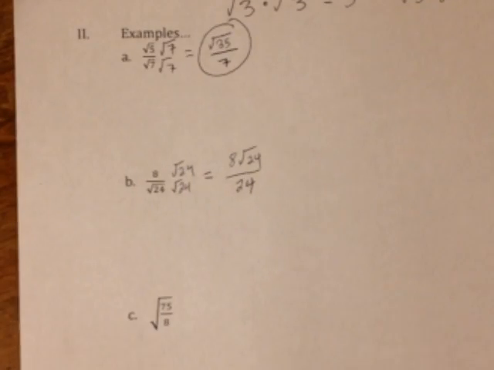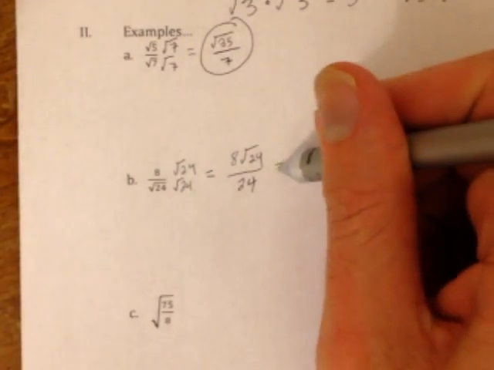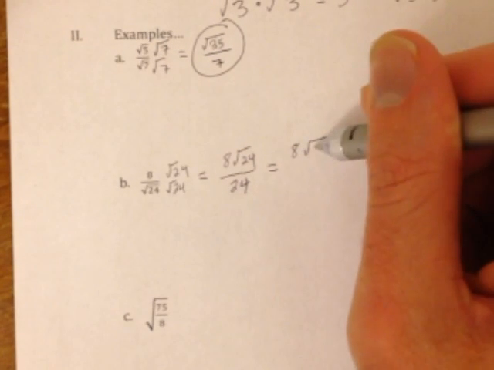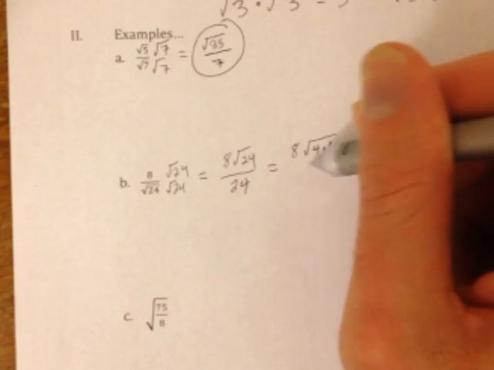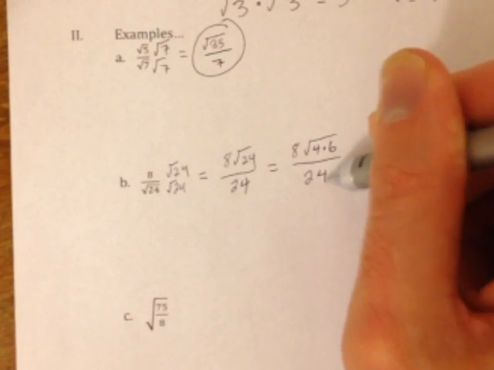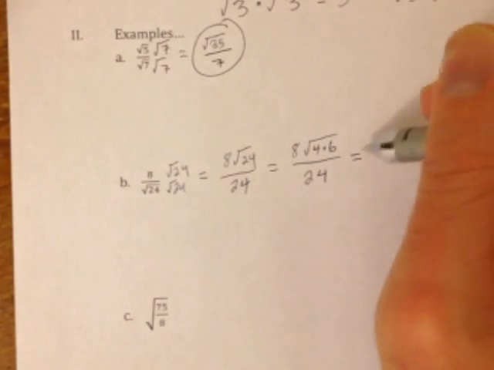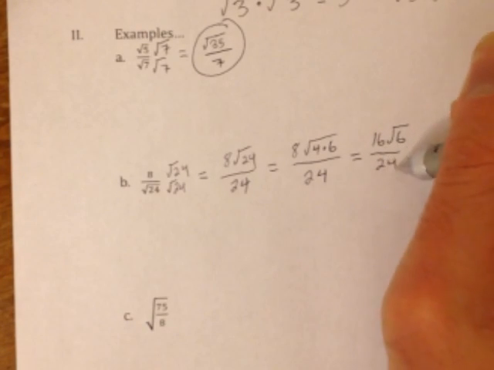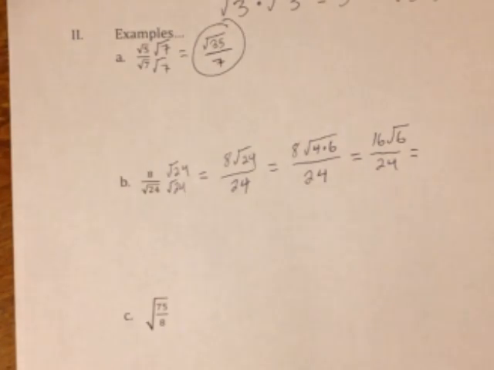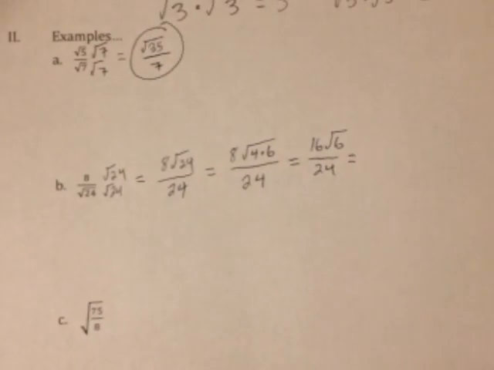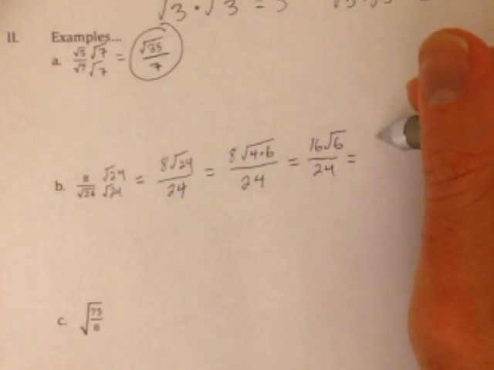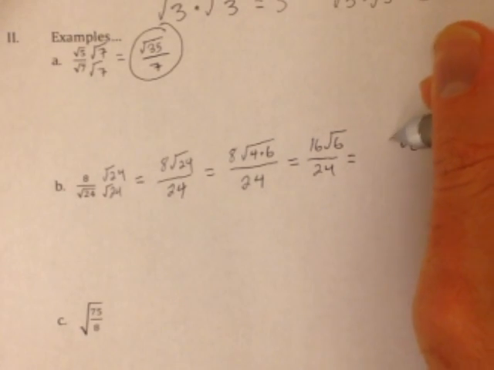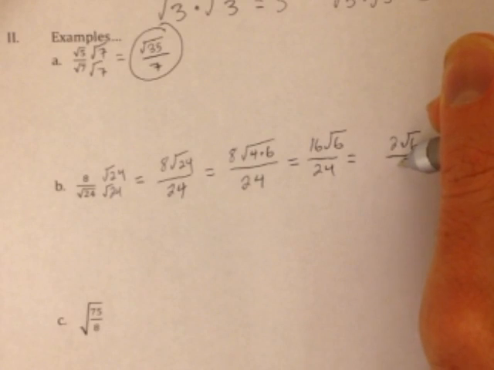So before I start simplifying 8 over 24, I'm going to simplify the square root of 24 first. That's 4 times 6 using the perfect squares method. And this gives me 16 square root of 6 over 24. Now we can simplify the 16 over 24, and that's going to be still square root of 6 here, and 2/3, because they're both divisible by 8.